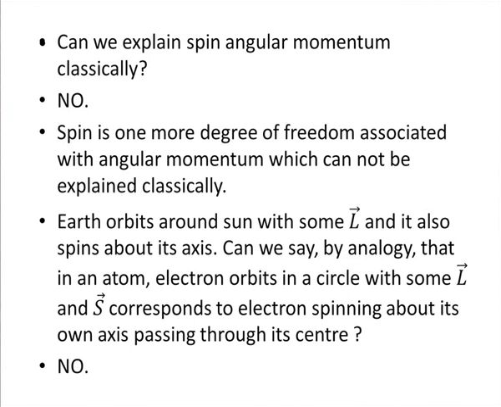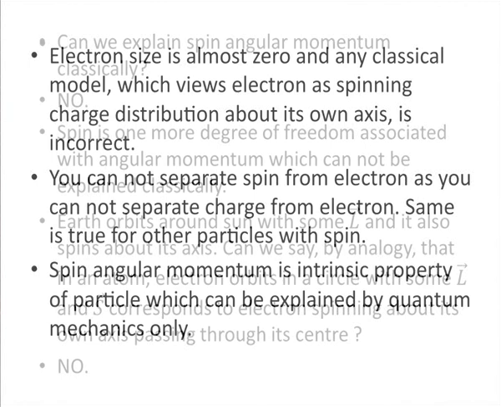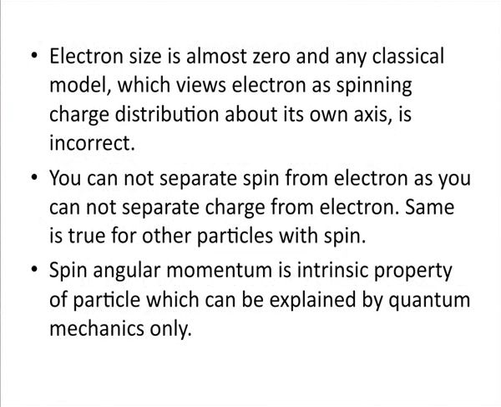No, this is not the correct picture because electron size is almost 0 and any classical model which views electron as a spinning charge distribution about its own axis is incorrect. You cannot separate spin from electron as you cannot separate charge from electron. Same is true for other particles with spin. Spin angular momentum is intrinsic property of a particle which can be explained by quantum mechanics only. You just cannot explain it by classical mechanics.